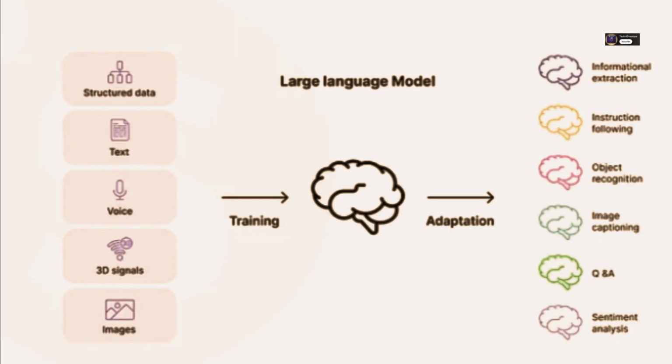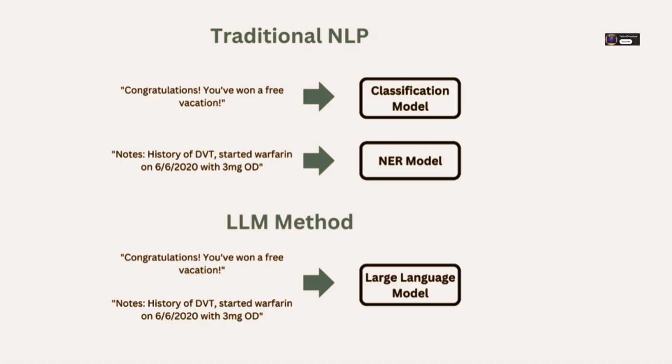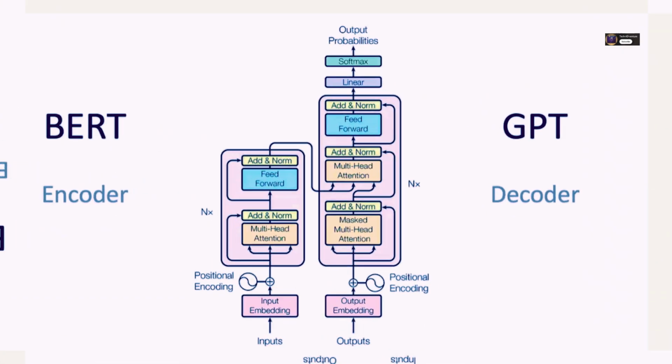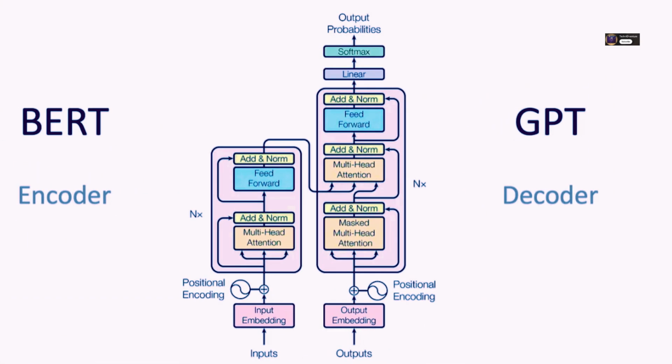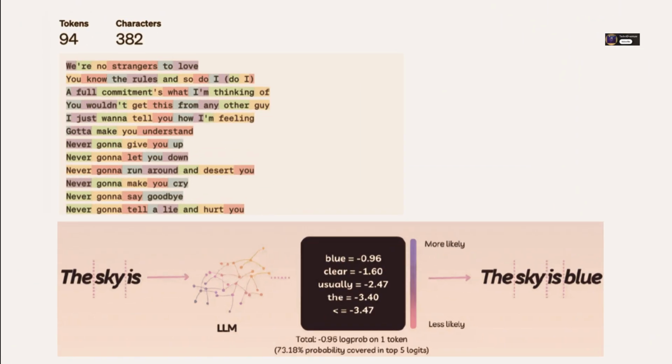The architecture's different, too. Older models had limits on how much context they could handle. Right, they couldn't look back very far. Precisely. LLMs use that transformer architecture with something called self-attention, allowing them to see relationships across really long stretches of text all at once. This gives them incredible versatility. One model, many tasks, often just by asking the right way. That versatility sounds key. But, okay, if they're processing tokens, how do they actually grasp meaning?